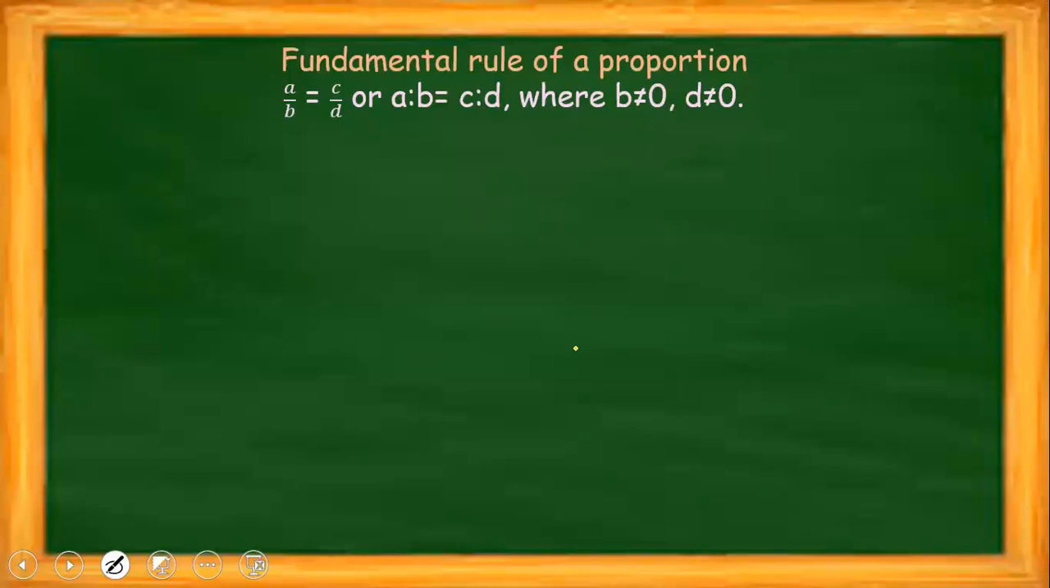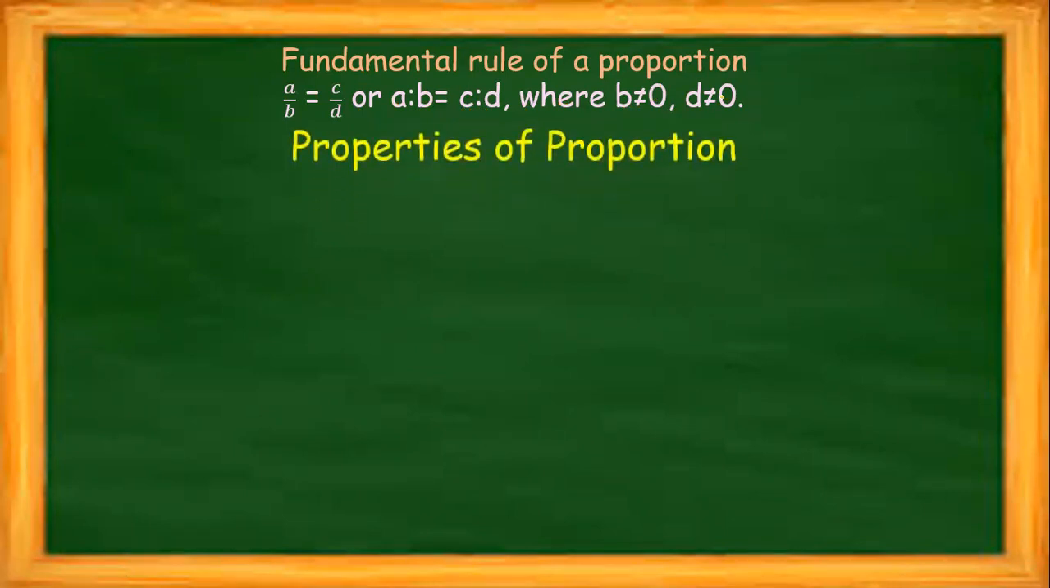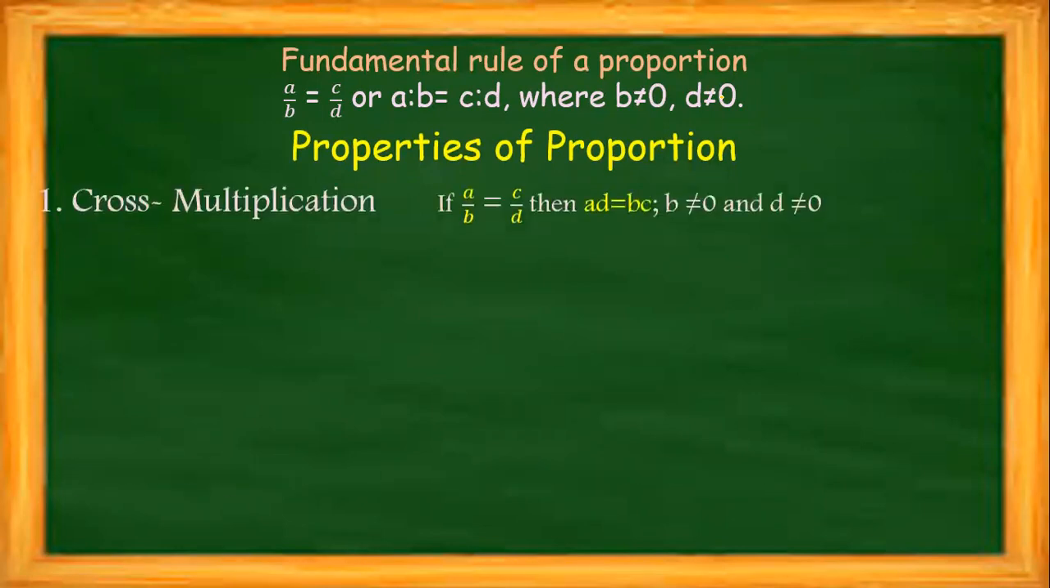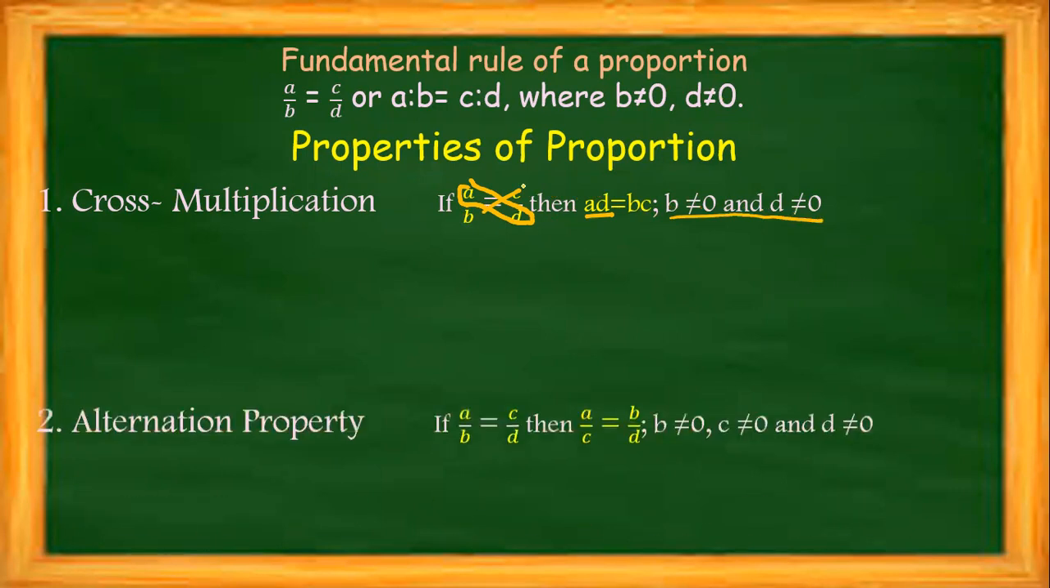Now we have here the fundamental rule of a proportion. Remember, A over B is equal to C over D, or A is to B equals C is to D, where B and D are not equal to 0. So we have here the properties of proportion. First is cross multiplication. All you have to do here is to multiply the means and the extremes. A times D, we get AD. B times C, we get BC. And remember, our denominators must not be equal to 0.